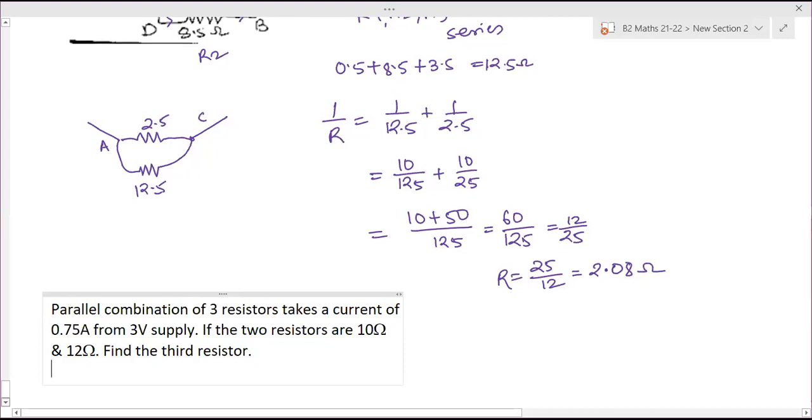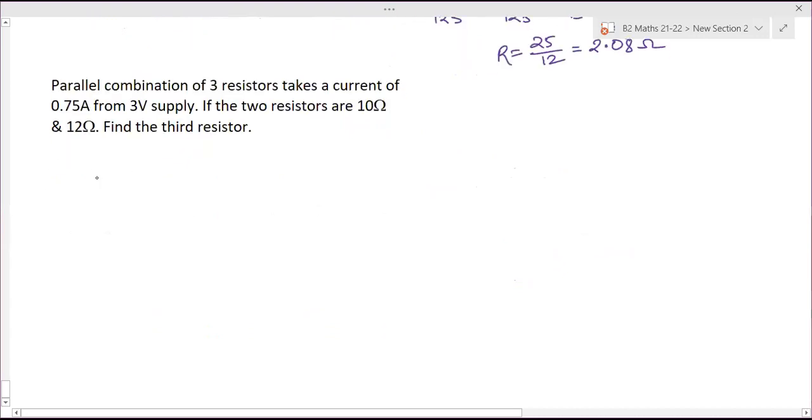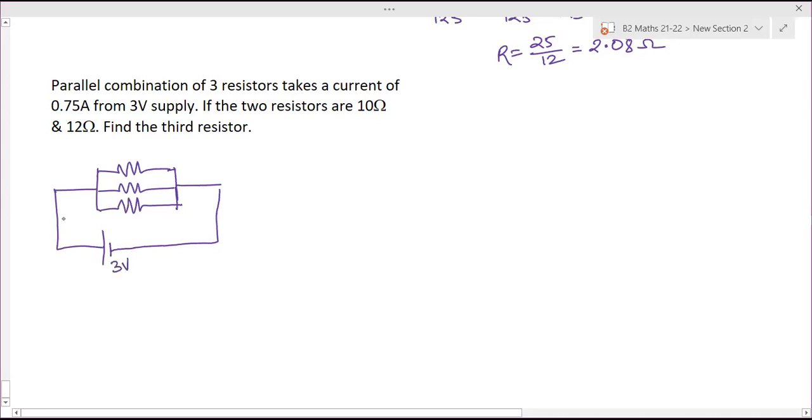Three resistors take a current of 0.75 ampere at 3 volt potential difference. Two resistors are given, 10 and 12. Find the third one. Draw the circuit first. Every time you are supposed to draw the circuit. Three resistors are in parallel combination. Potential difference of 3 volt draws a current of 0.75 ampere. Two resistors are 10 ohm and 12 ohm. Find the third resistance.